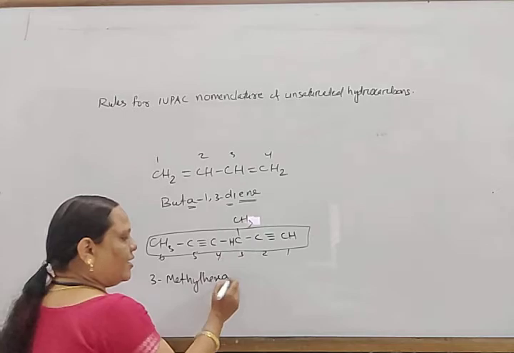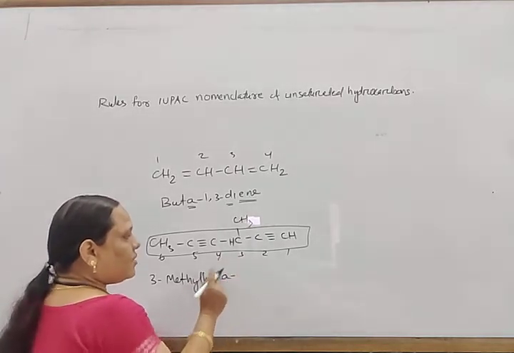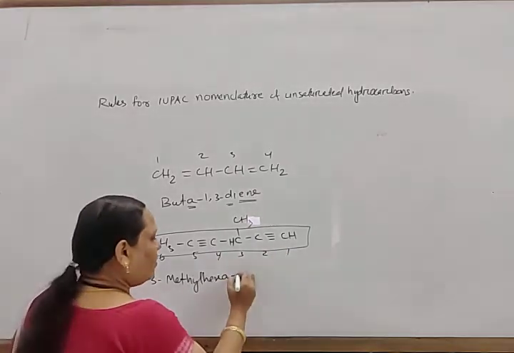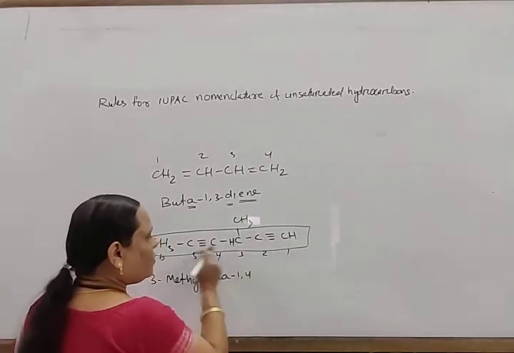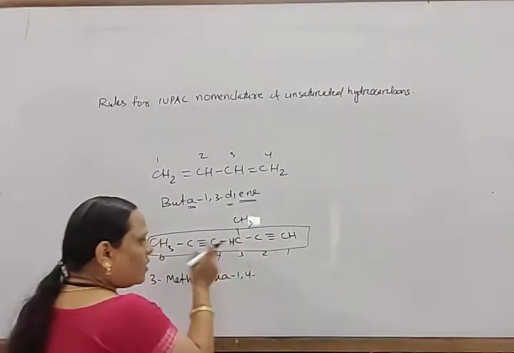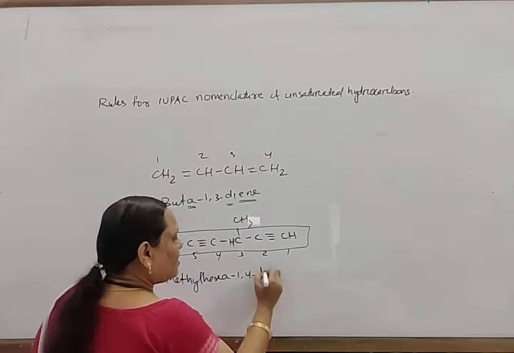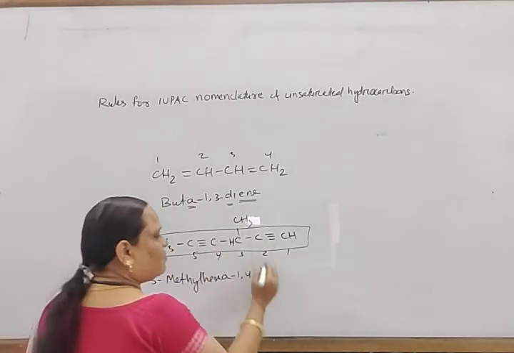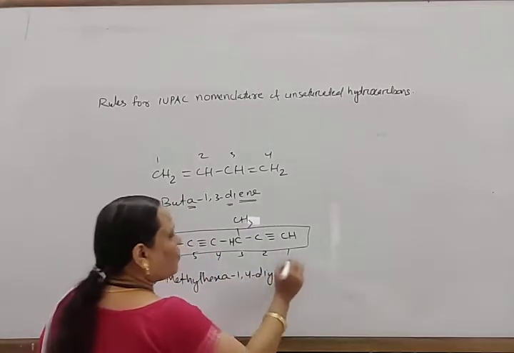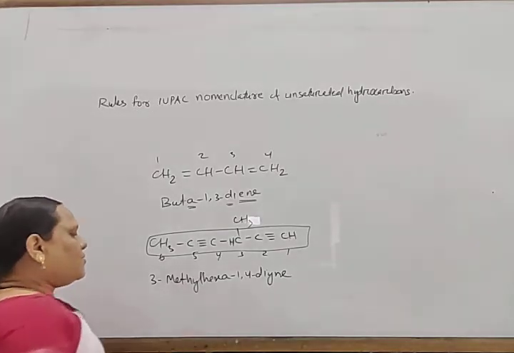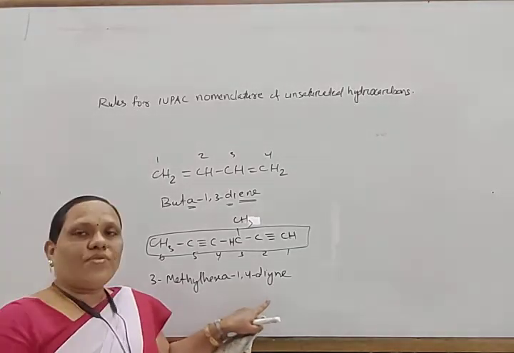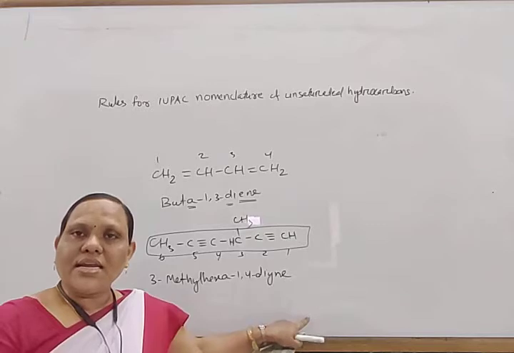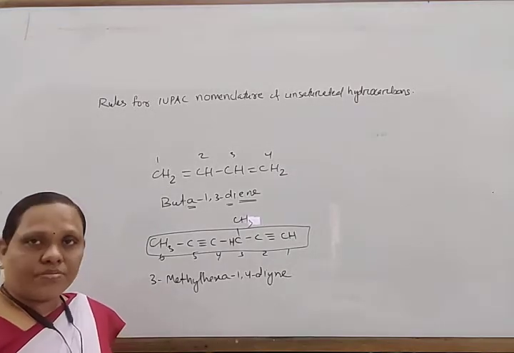Then you have to write hexa, then 1 and 4, 1, 4, and since 2 triple bonds are present, di, and this is a triple bond, so YNE. So 3-methylhexa-1,4-diyne. This is the name of the compound.